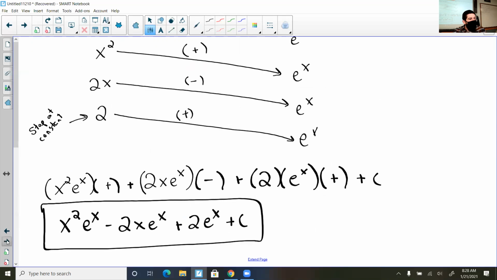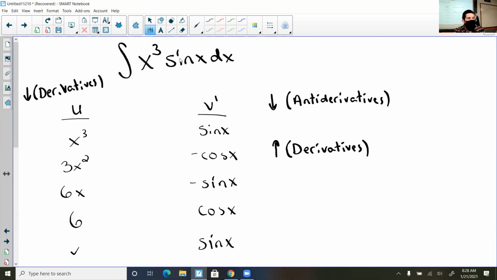Pretty simple. So let's take a look at a new example, x cubed sine x dx. So this technically would have had to have had an integration by parts 3 times. So first with the derivatives, I'm going to start off with x cubed as my u, and I'm going to take the derivative, take the derivative, take the derivative. I'm now done. We always stop at that constant. Now here, I'm going to take the antiderivative. So the antiderivative of sine x is negative cosine x. The antiderivative of negative cosine x is negative sine x, cosine x, sine x.